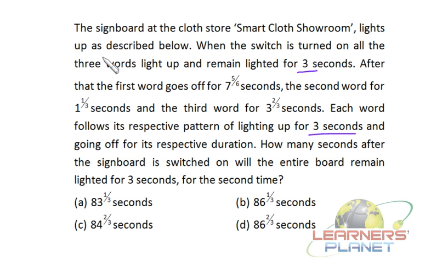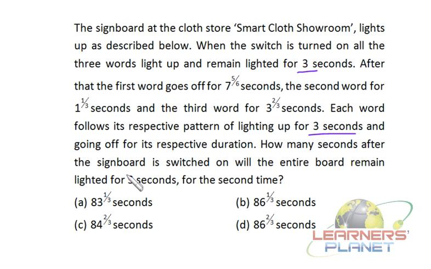Now see this problem. The signboard at the clothes store Smart Clothes Showroom lights up as described below. When the switch is turned on, all the three words light up and remain lighted for 3 seconds. After that, the first word goes off for 5 by 6 seconds, the second word for 1 by 3 seconds and the third word for 2 by 3 seconds. Each word follows its respective pattern of lighting up for 3 seconds and going off for its respective duration.